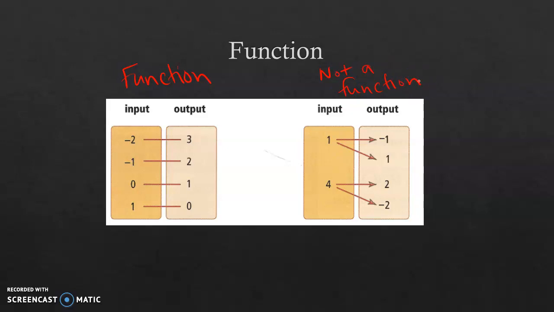So to recap, a function is when each input or x value has exactly one output value. Another way I think about it is x cannot cheat on y. But there's a double standard, y can cheat on x. It's just x cannot cheat on y.